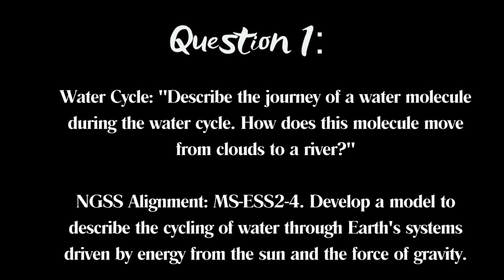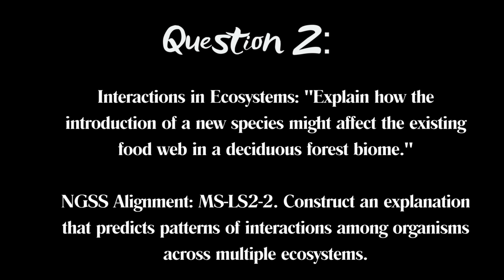NGSS alignment, MS-ESS2-4. Develop a model to describe the cycling of water through Earth's systems driven by energy from the sun and the force of gravity. 2. Interactions in ecosystems: explain how the introduction of a new species might affect the existing food web in a deciduous forest biome. NGSS alignment, MS-LS2-2. Construct an explanation that predicts patterns of interactions among organisms across multiple ecosystems.